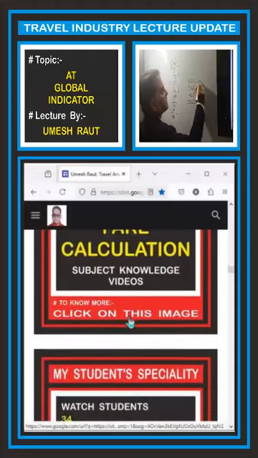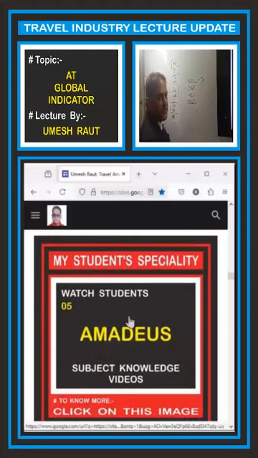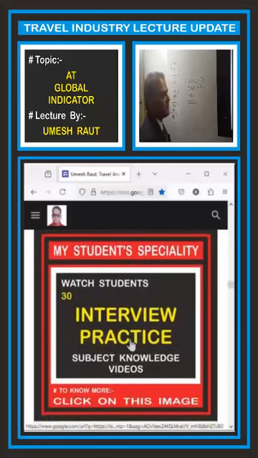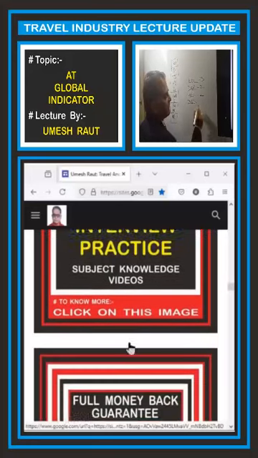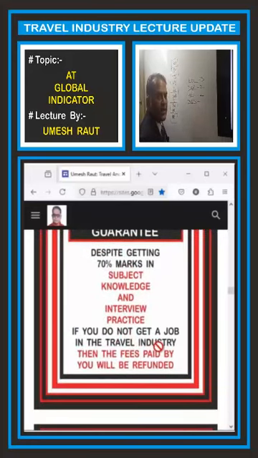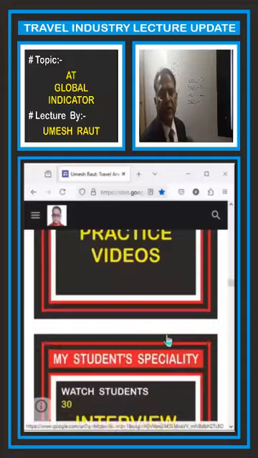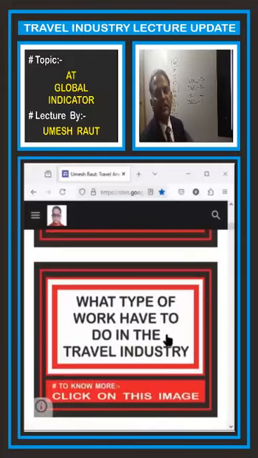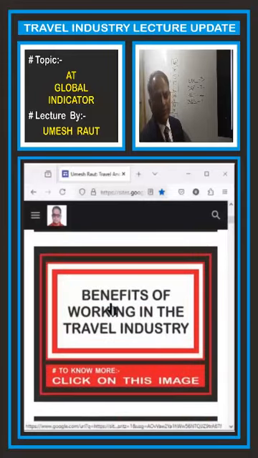Kuala Lumpur is in Malaysia, Malaysia is in area 3, Dar es Salaam is in Tanzania, Tanzania is in area 2, Harare is in Zimbabwe, Zimbabwe is in area 2, and Brasilia is in Brazil, area 1. Now in this, our passenger is traveling from area 3 to area 2 and area 2 to area 1. In that case, we are going to consider the AT global indicator.